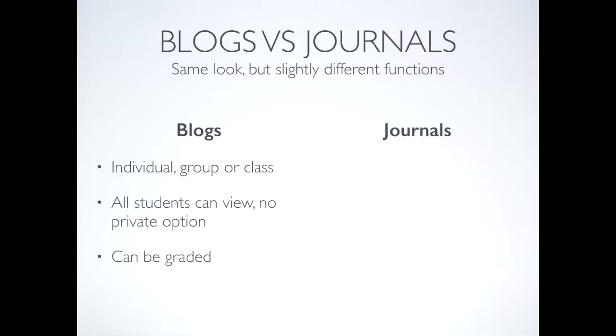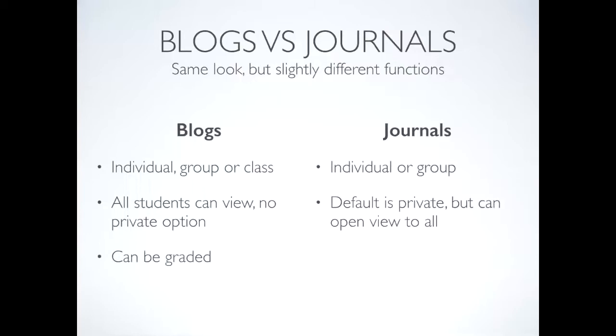Journals are a little bit different. They're for individuals or for groups. So you can make an individual journal or a group journal. And the default is private. So that means that only the student and the teacher can see the journal entry. So it keeps it secure. But again, at the very end, after everybody submits their assignments, you might still want to share it with the others. And you can open the view to all. And of course, it can always be graded.